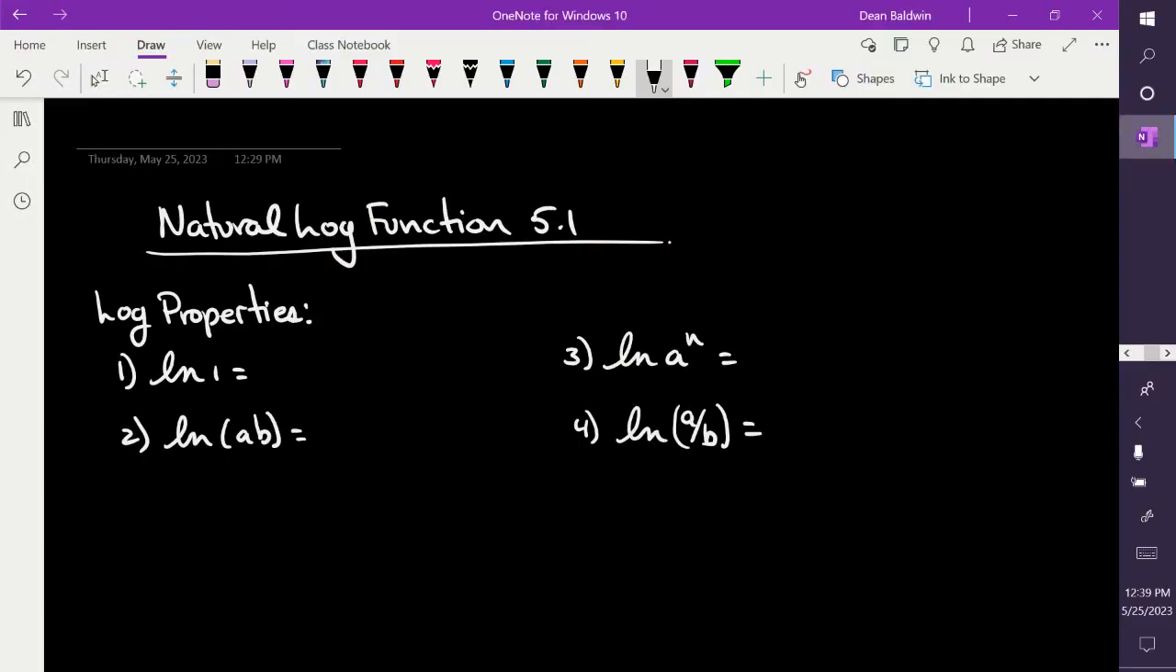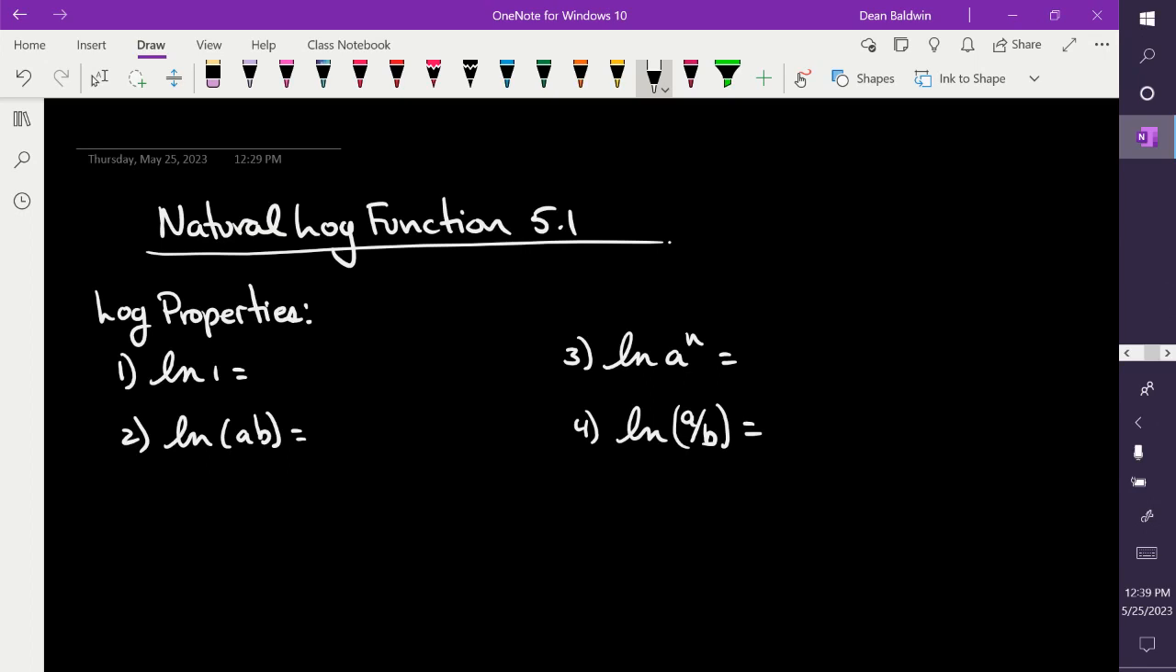So chapter 5. Chapter 5 is the last big chapter. We might do one section from chapter 6, but basically we're on the home stretch here, people. All right. So log properties. In calculus, we use the natural log all the time, okay? Because it makes things easier, as you will find out today.